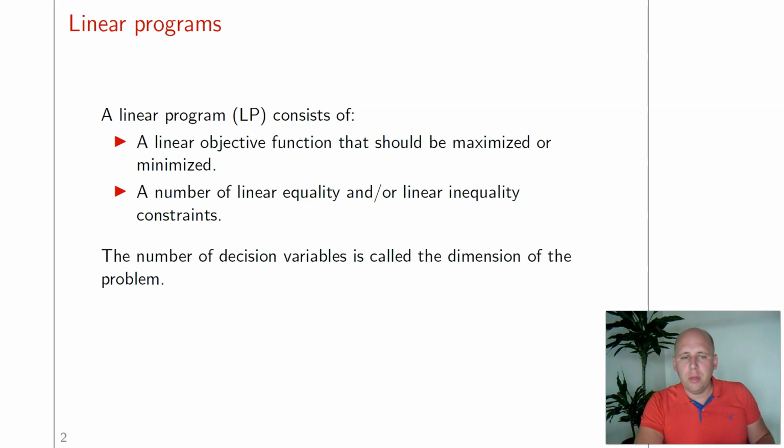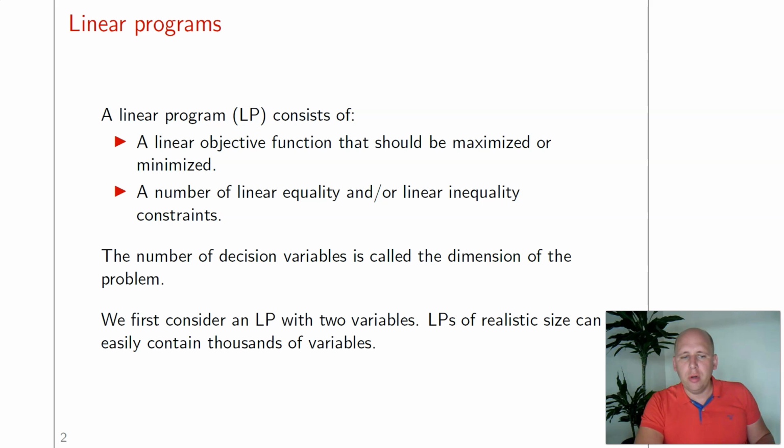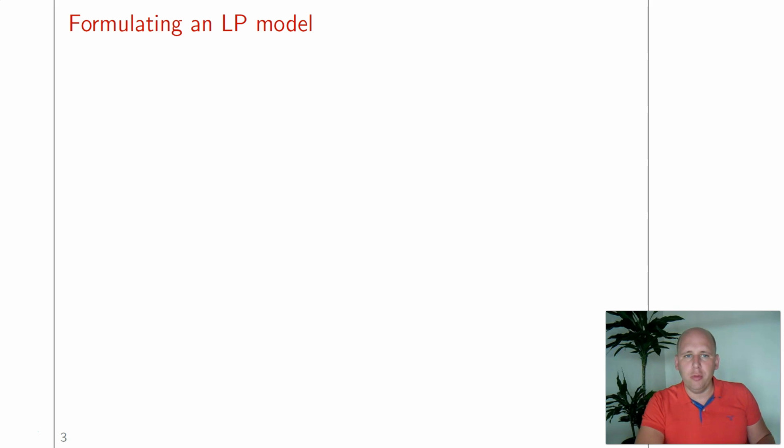We also talk about the dimension of a problem, and that's the number of the decision variables. So for now we will consider a linear program, an LP with two variables. But if you consider more practically realistic problems, then you can easily have hundreds or thousands of variables.